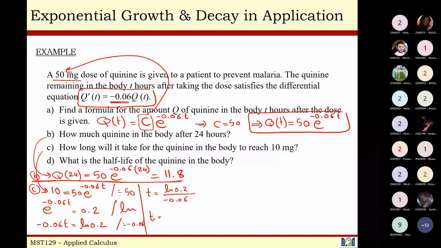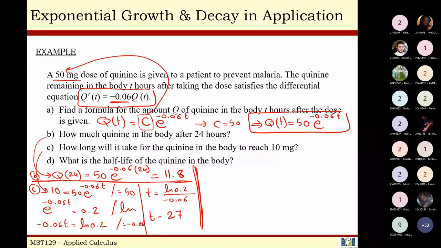Around 27. Okay, so after 27 hours, the quinine reached 10 milligram. It is ln 0.2 in the numerator, and in the denominator, minus 0.06.